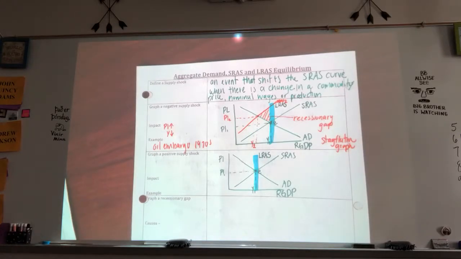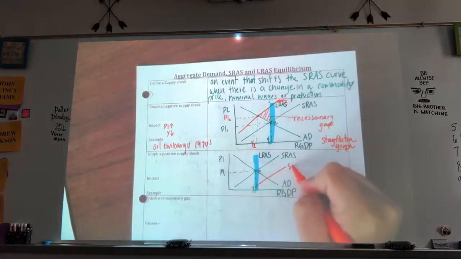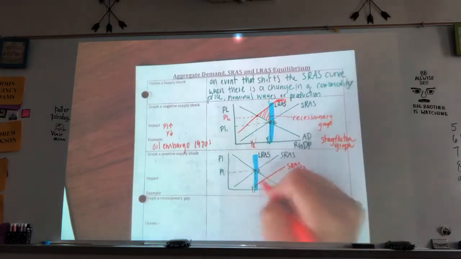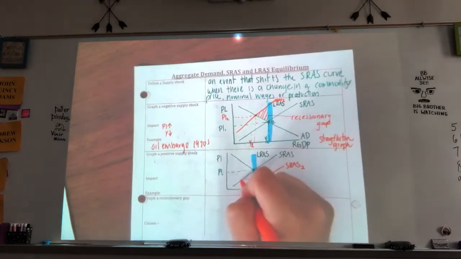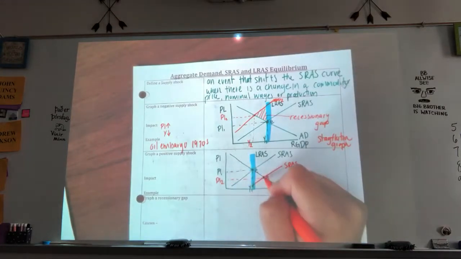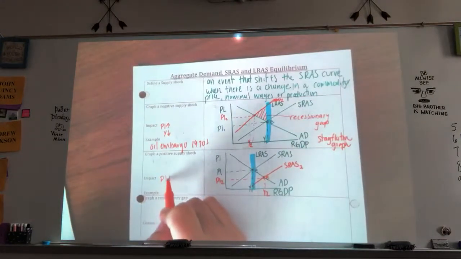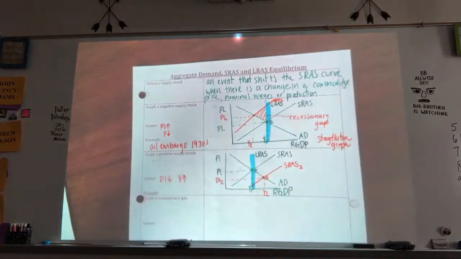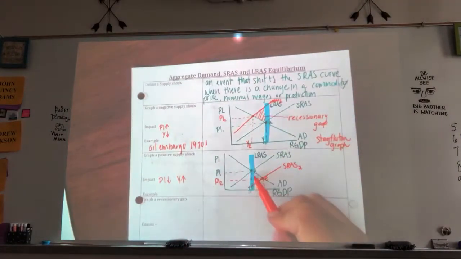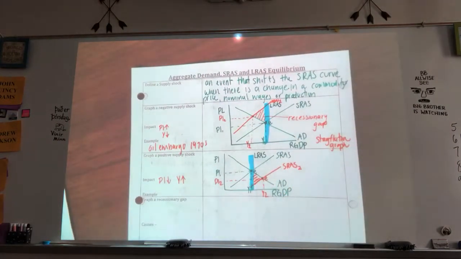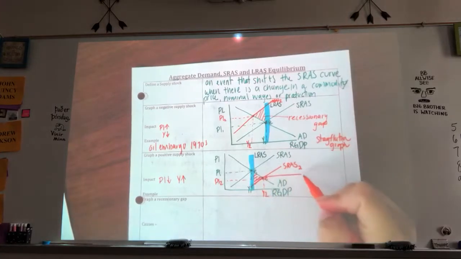So a positive supply shock would see the supply, short run supply, go which way? To the right. So what happened to price? Okay, what phase of the business cycle am I in? Look at this. I'm in an expansion, but this is a very good expansion because what is still low? This is a nice expansion.